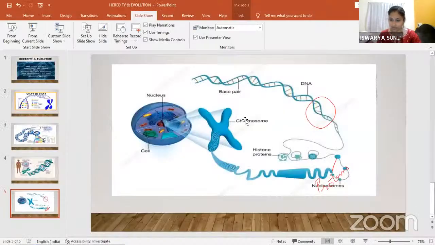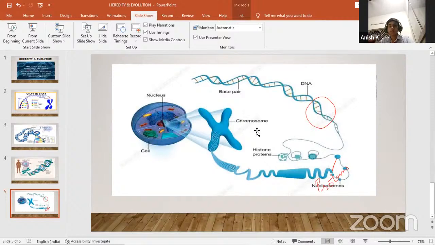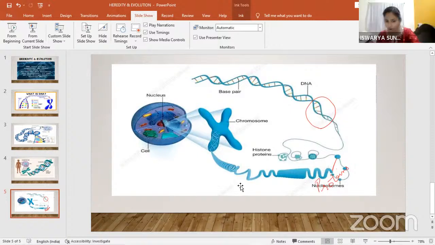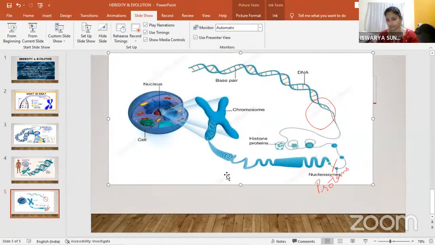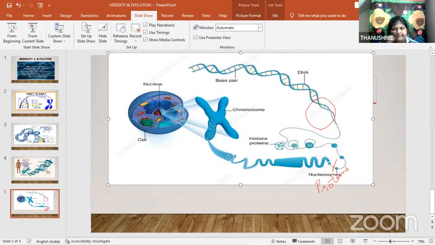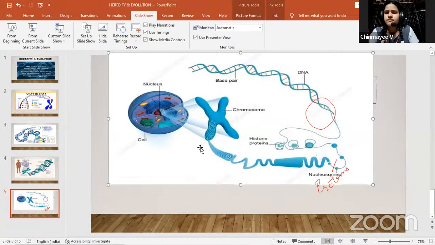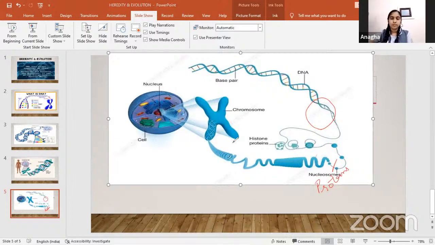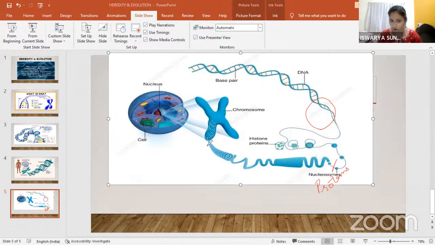Is it visible now? Yes. So this DNA, which is bound in a special protein, is forming this particular part. Is that clear? Do you get it? Should I explain once again? Okay, fine. So this DNA is the one which is wound with these proteins, which is forming this chromosome structure. Okay, now DNA and chromosomes are clear, ma'am.